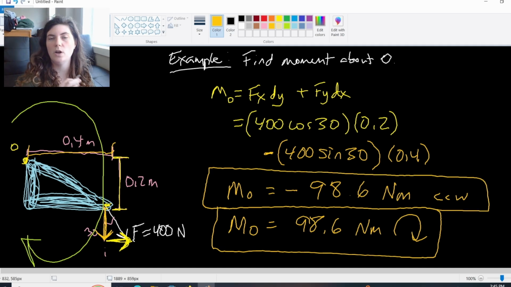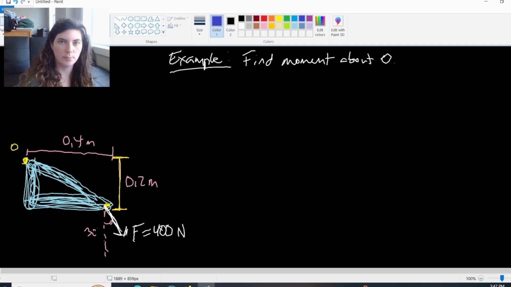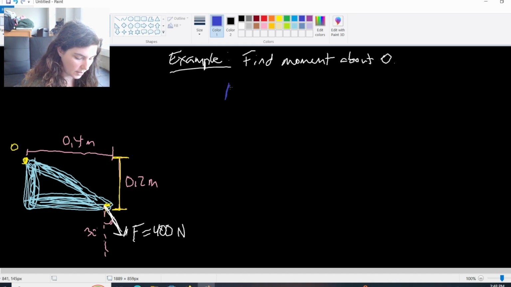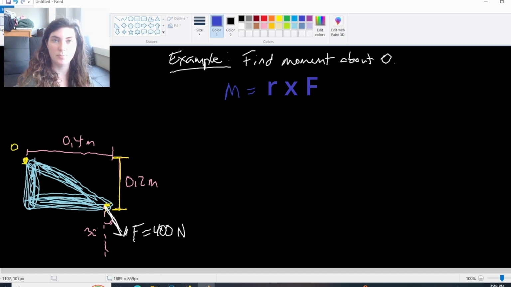Either way is 100% okay. So now let's do this example as a vector analysis. So we know our moment is going to be the cross product of the force vector times the position vector. And the position vector is just the distance from the point we're interested in to F. Right? So R is this vector here. This is the vector R.